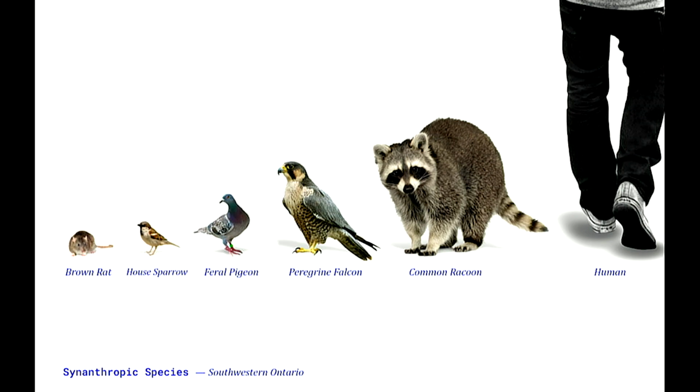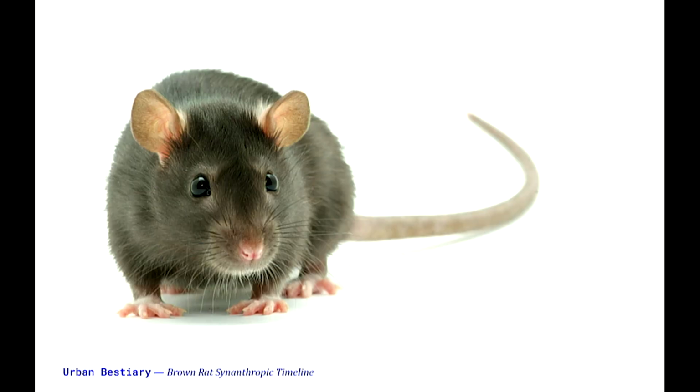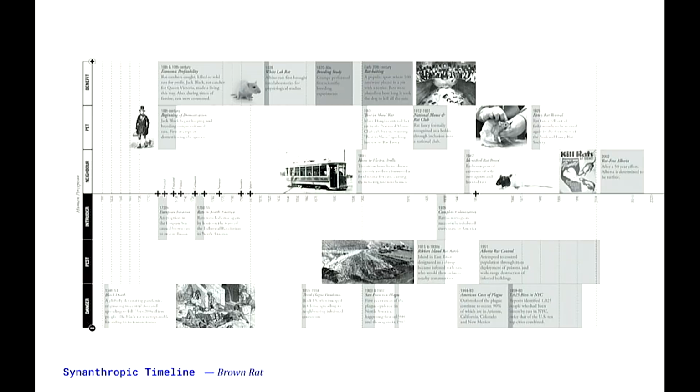The urban bestiary in particular examines five synanthropic animals common to southwestern Ontario, but to many places in the world: the brown rat, the house sparrow, the feral pigeon, the peregrine falcon, and the common raccoon. Today I'm going to share mostly about the brown rat.